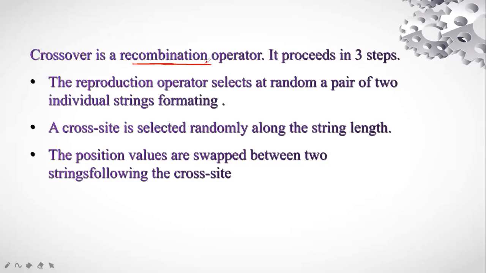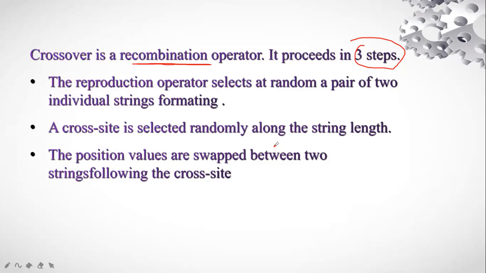There are 3 steps in this particular crossover operator. First, the reproduction operator selects at random a pair of 2 individual strings for mating, right? What we are doing is selecting the 2 individual strings for mating. Second, a cross site is selected randomly along the string length.